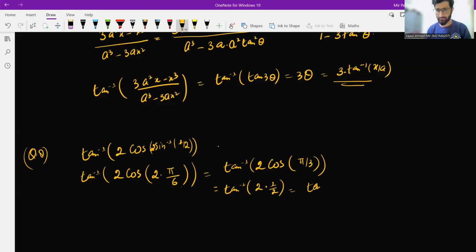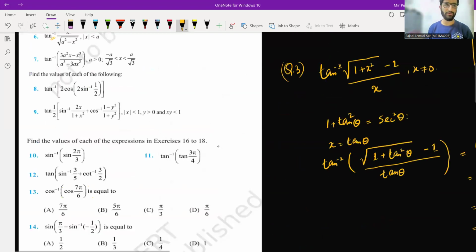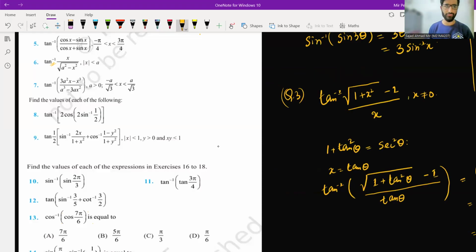This is tan inverse of 1, which is pi by 4. So pi by 4 is the answer for this question number 8. Now for question number 9, we have to do the simplification for this part.